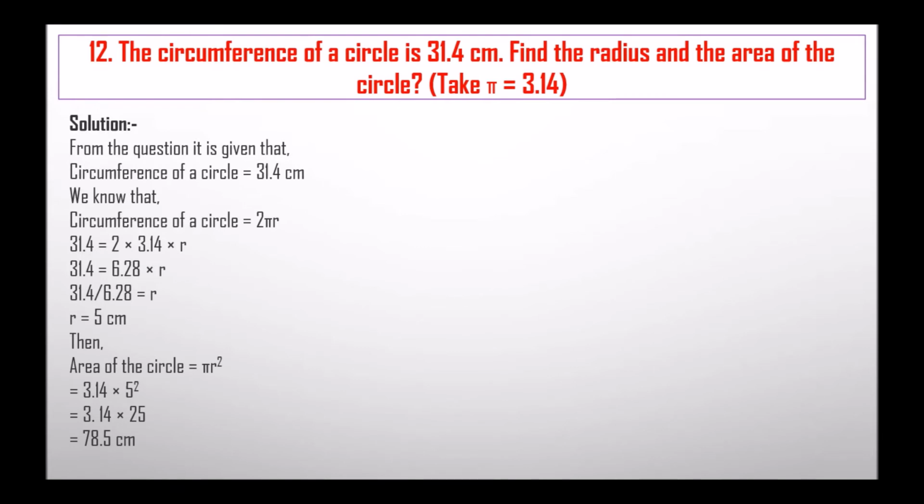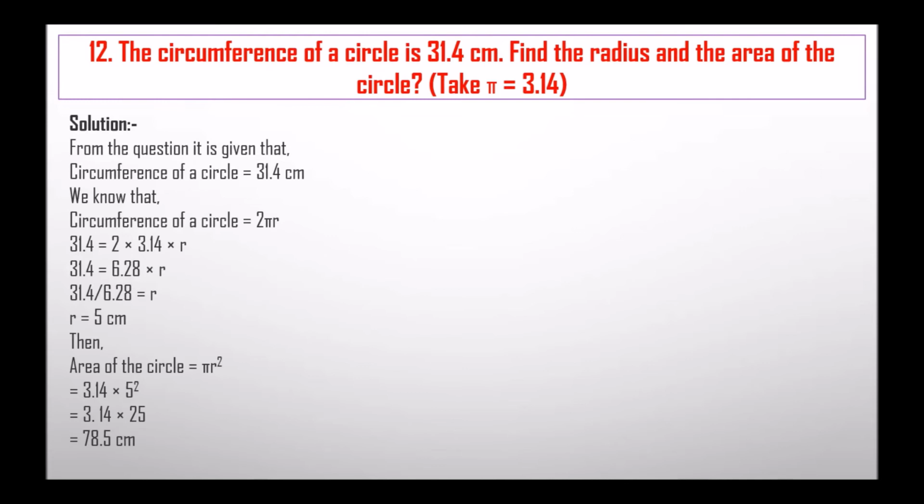12th question. The circumference of a circle is 31.4 centimeter. Find the radius and the area of the circle. Take pi equals to 3.14. Circumference of a circle is 31.4 centimeter. Circumference of circle equals 2 pi r. So 31.4 equals 2 into 3.14 into r. So 31.4 equals 6.28 into r. 31.4 upon 6.28 equals r. So r equals 5 centimeter.